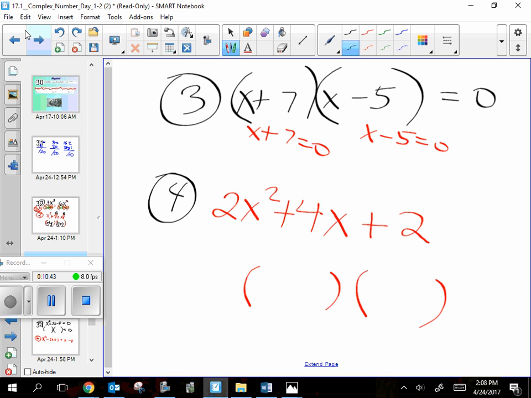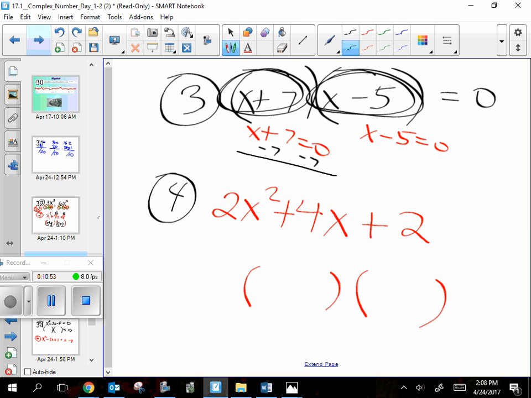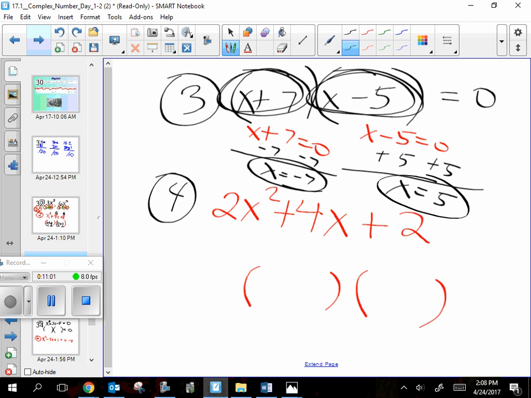That's the easy ones. Now let's move to the medium ones. This is the kind where you just have to set the little tiny equations equal to 0. This part equals 0, and that part equals 0. So then I just solve them: x equals negative 7, and x equals 5. So 5 and negative 7 were the two answers for that one. Did anybody have that one right? A lot of people did.